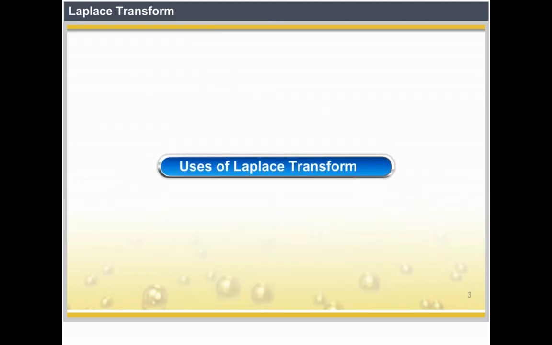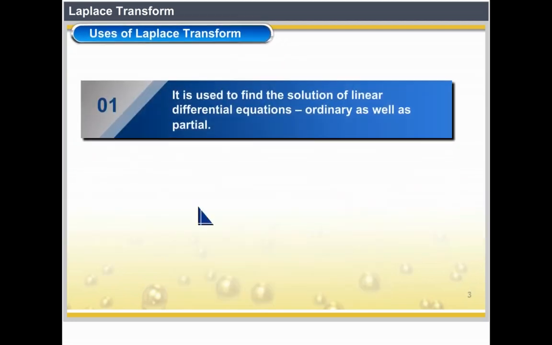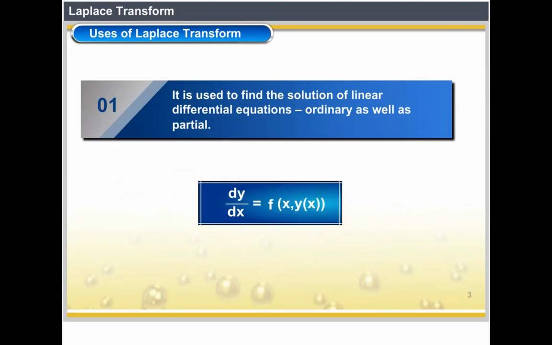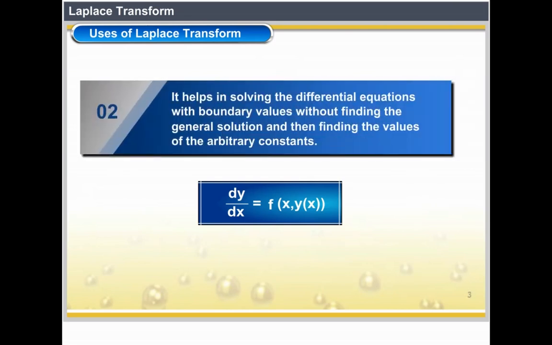Uses of Laplace transform. Number 1: It is used to find the solution of linear differential equations, ordinary as well as partial. Number 2: It helps in solving differential equations with boundary values without finding the general solution and then finding the values of the arbitrary constants.